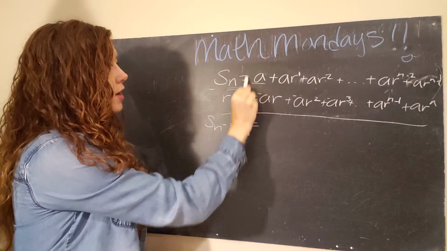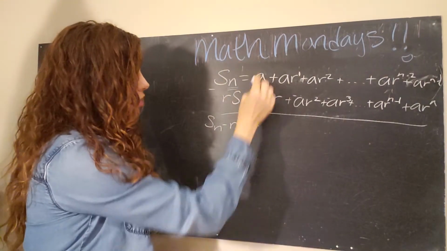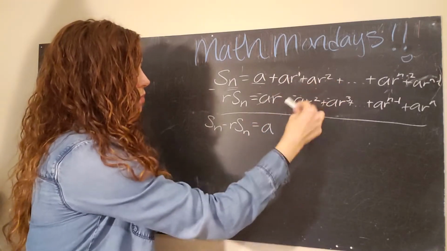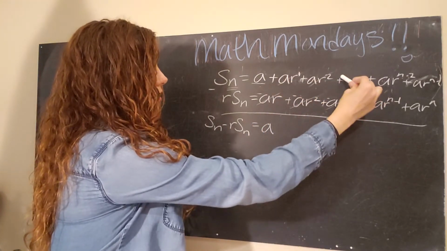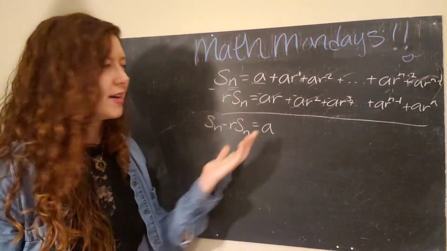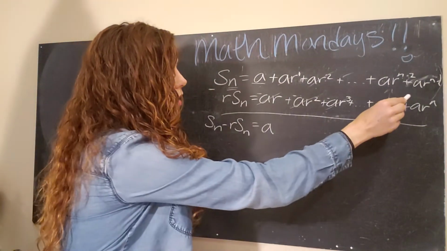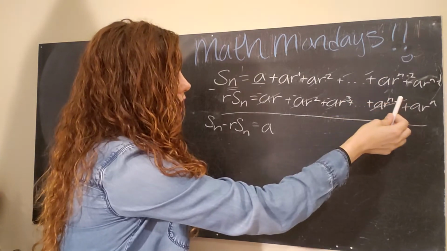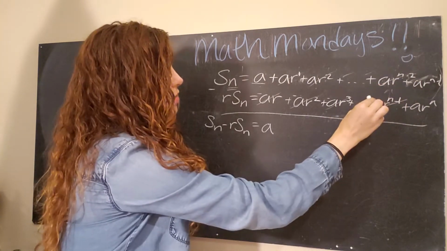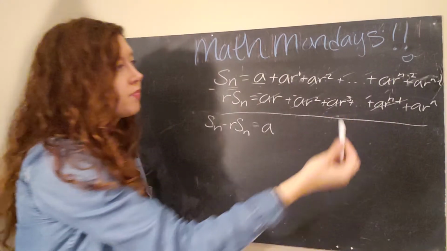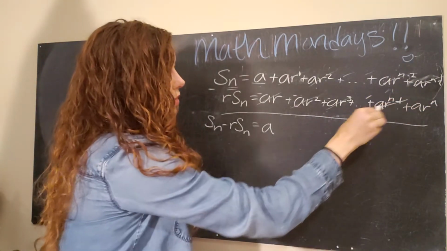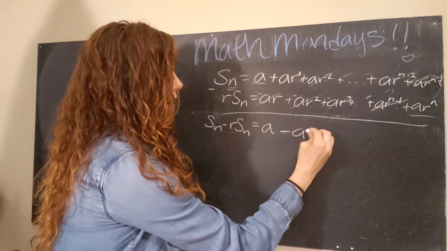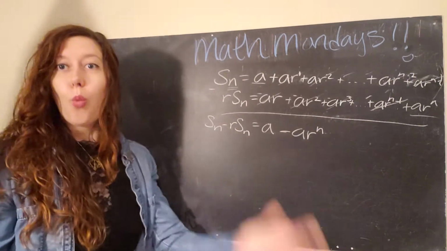We don't have another a term by itself, so that will come down, but pretty much all of these other terms are going to cancel. This one will cancel with this next term, which I didn't write down because you got the picture. This term cancels with this term just before. This term cancels with this term that's just before here. And then this term cancels with this term. And we're left with a negative ar to the n.